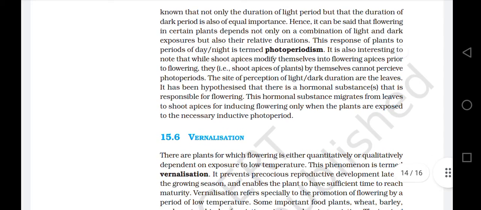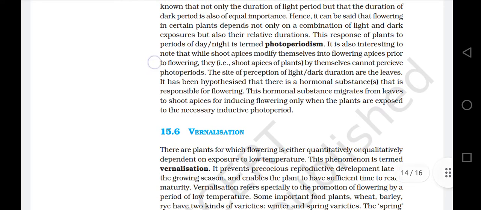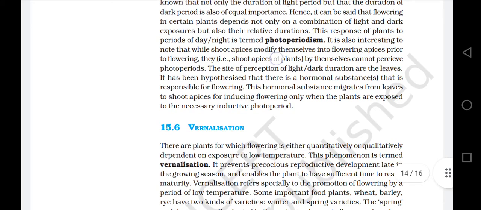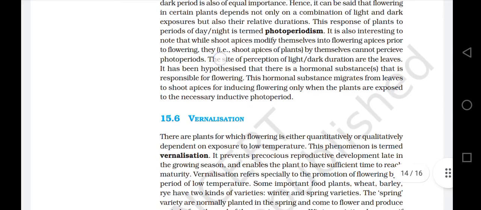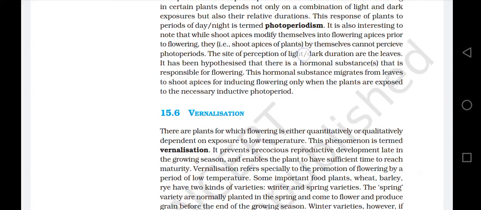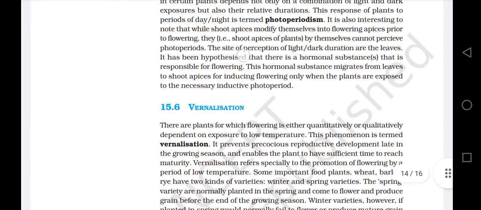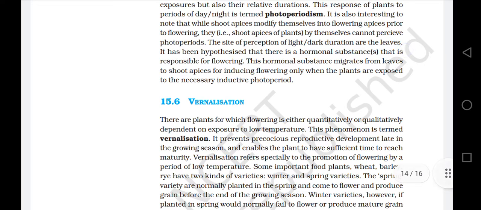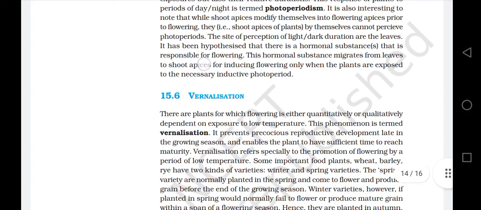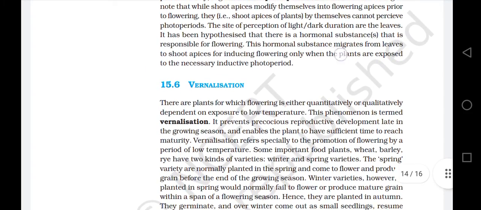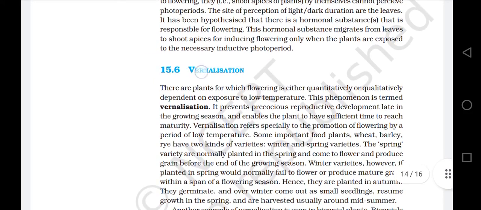It is also interesting to note that while the shoot apex modifies itself into a flowering apex prior to flowering, the shoot apex of plants by themselves cannot perceive photoperiods. The site of perception of light and dark duration is the leaves. It has been hypothesized that a hormonal substance is responsible for flowering. This hormonal substance migrates from leaves to the shoot apex for inducing flowering only when the plants are exposed to the necessary inductive photoperiod.